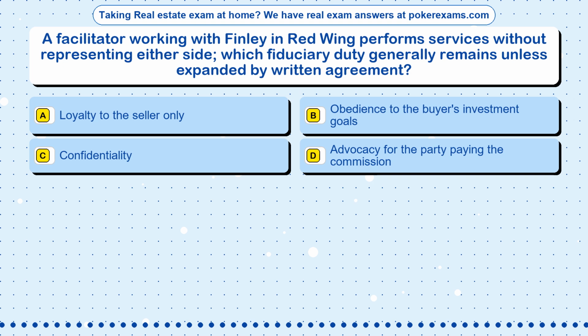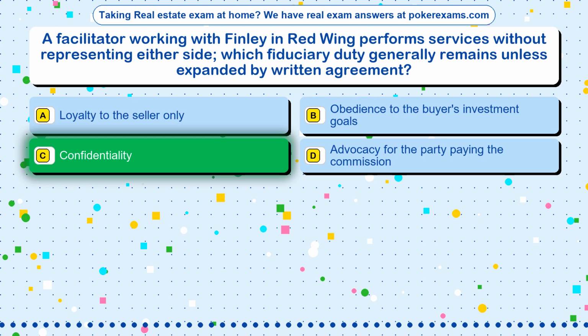Question 31. A facilitator working with Finley and Red Wing performs services without representing either side. Which fiduciary duty generally remains unless expanded by written agreement? Option A. Loyalty to the seller only. Option B. Obedience to the buyer's investment goals. Option C. Confidentiality. Option D. Advocacy for the party paying the commission.